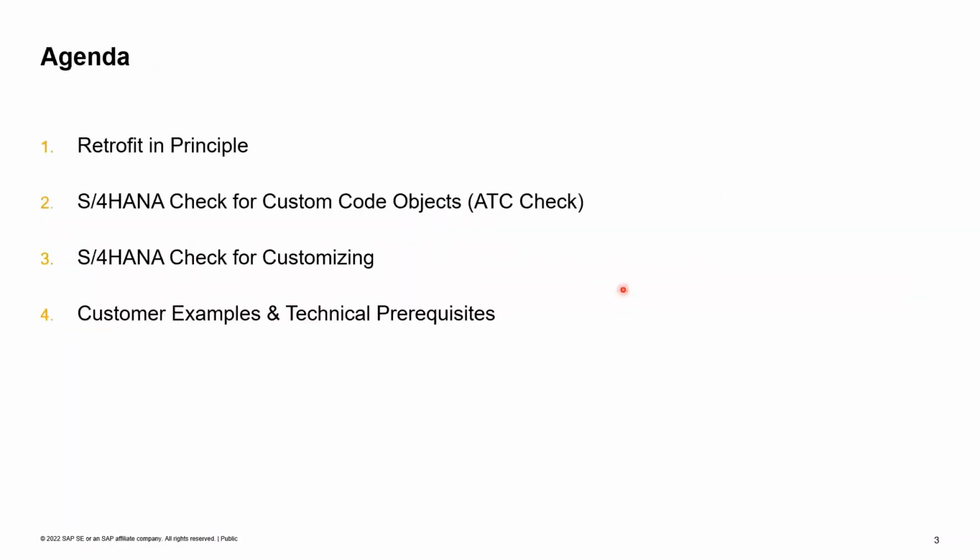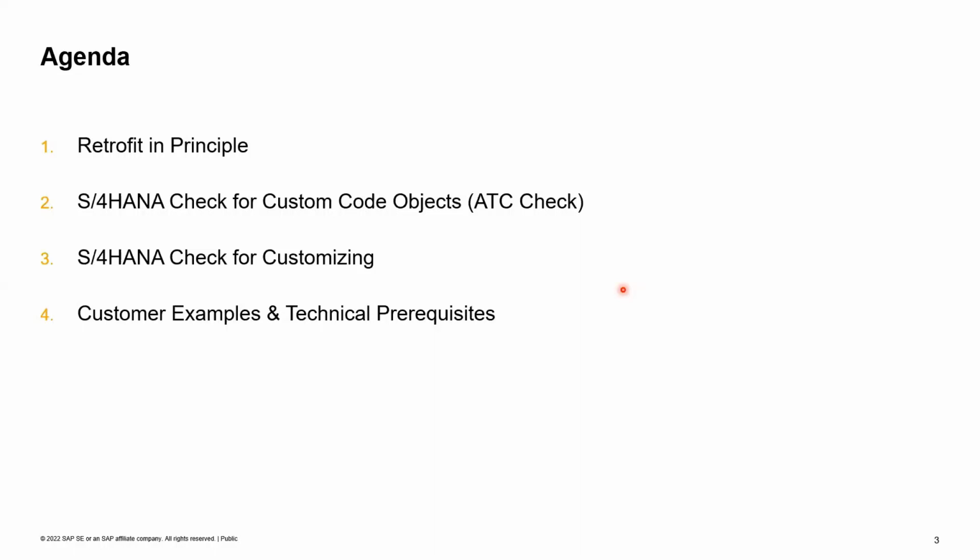Then let's have a look at the agenda. We will start with the retrofit in principle to guide you through the different variants and options we provide for customers. Then we will look into the S/4HANA check for custom code objects based on the ATC check. We will also look at the customizing part for the S/4HANA checks. At the end, we will close the session with customer examples and the technical prerequisites.